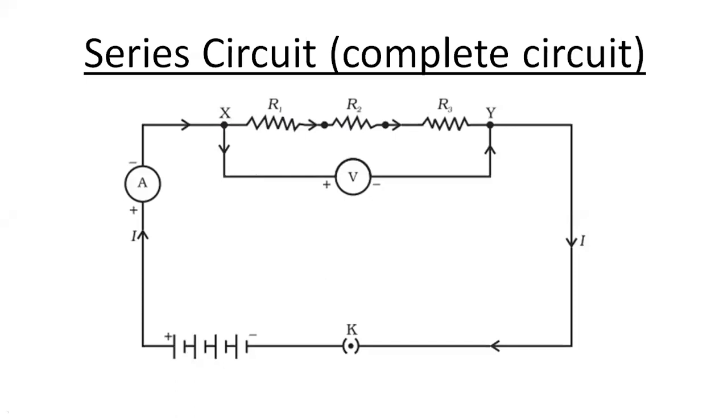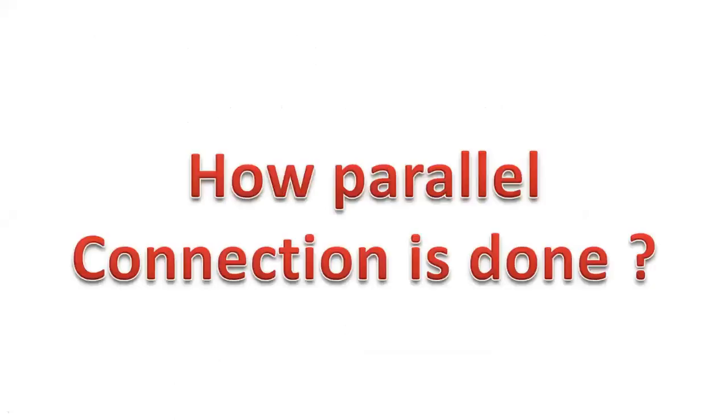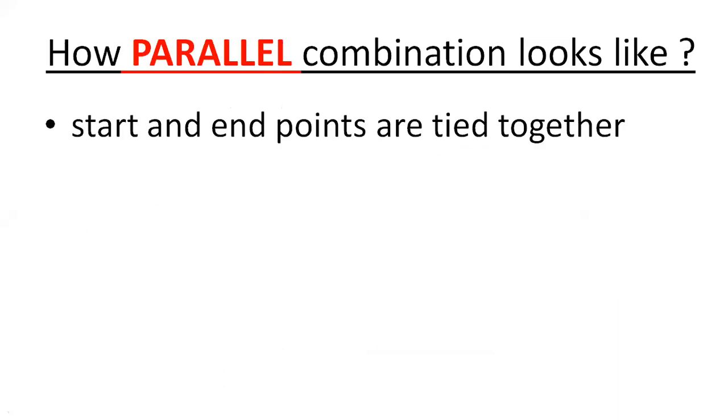Now let us try to understand how parallel connection looks like. In this case, what you have to do is connect start and end points. Initially, you connected end and start. In this, you have to combine all the starting points and you have to combine all the ending points. Let us see how it can be done.